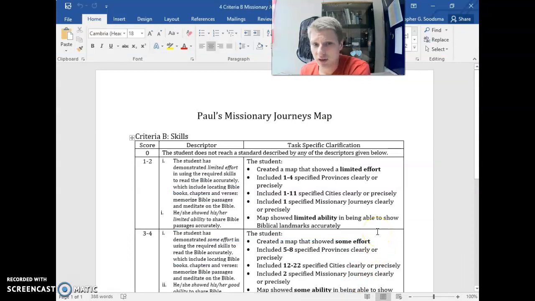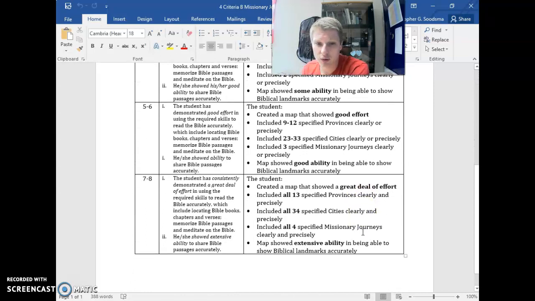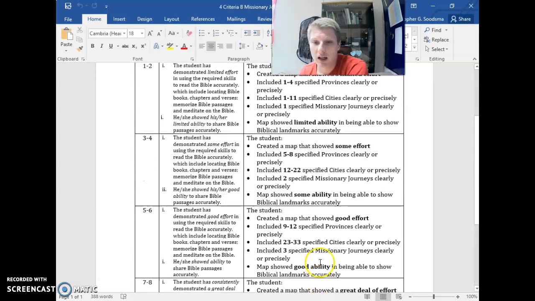Okay, this is the rubric. It's criteria B, which is focused on your skills. If you want a 1 or a 2, you follow the 1 or the 2, but I always shoot big, so let's go to what makes it a 7 or an 8. Creating a map that shows a great deal of effort, includes all 3 specific provinces clearly and precisely, including all 34 specified cities clearly and precisely, including all 4 specific missionary journeys clearly and precisely. The map should be extensive.